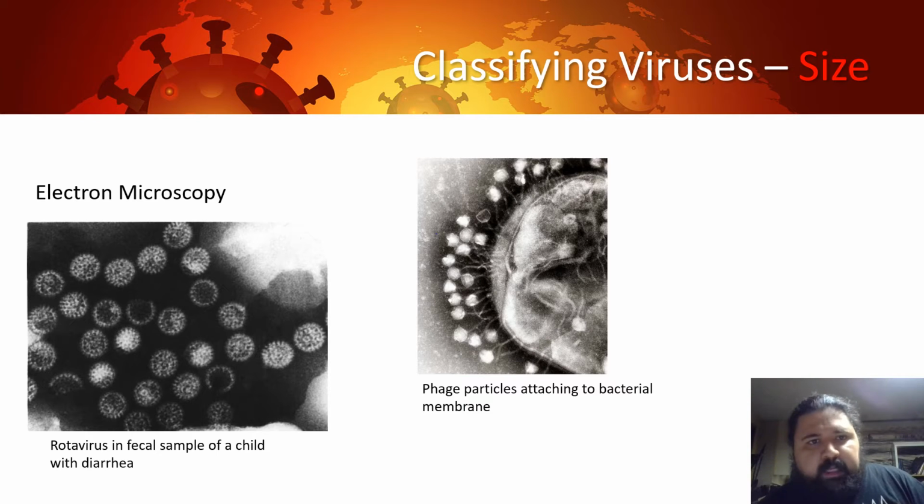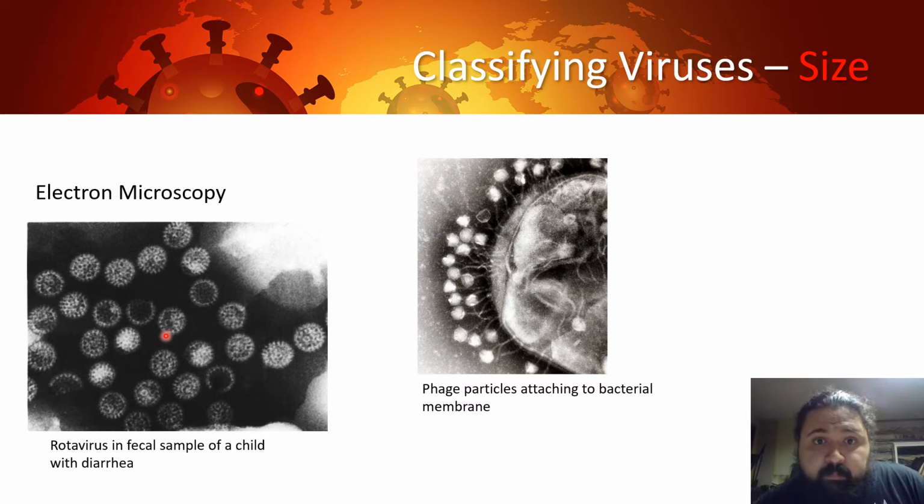So, viruses are classified in a few ways, and one of these ways is size. The introduction of electron microscopy has given virologists a way to visualize these viruses, which are too small to see with the naked eye. On the left here, we have a rotavirus, whose symptoms may include watery diarrhea, vomiting, fever, and other abdominal pain. You can see that this rotavirus was acquired through a fecal sample from a child.